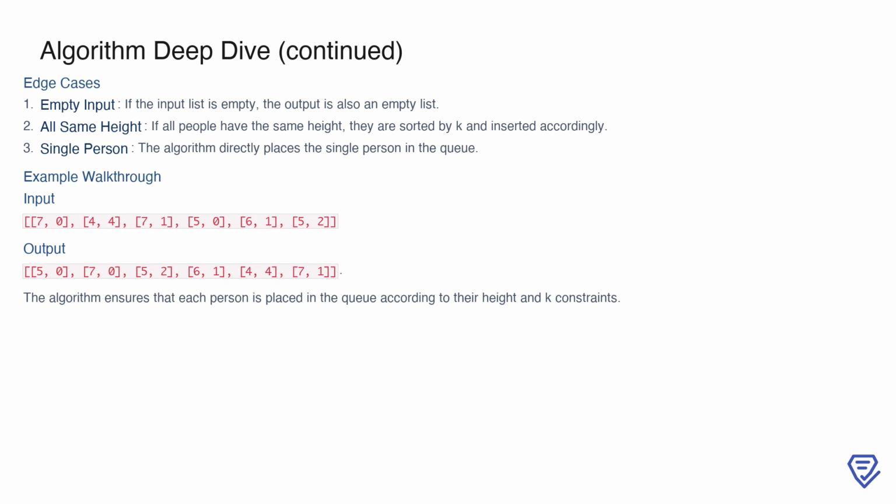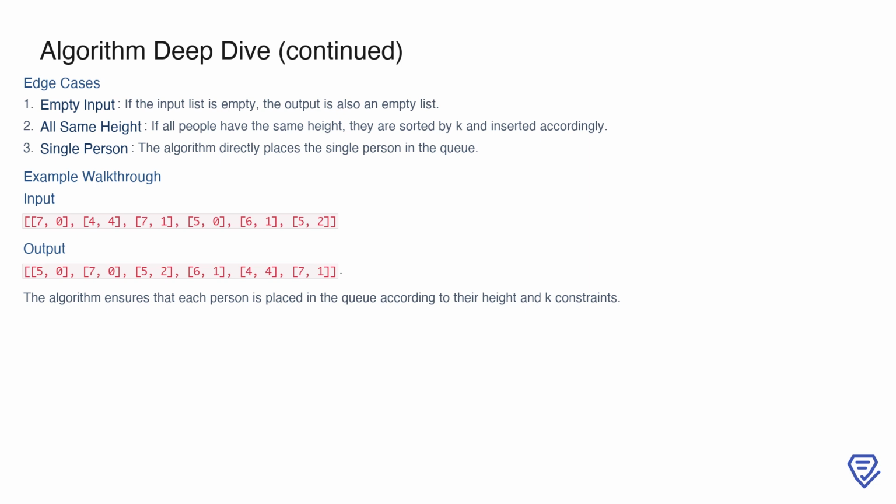To ensure the algorithm works in all scenarios, we consider several edge cases. First, if the input list is empty, the output will also be an empty list. Second, if all individuals have the same height, the algorithm will sort them by their k values and insert them accordingly, maintaining the order. Finally, if there is only one person in the input, they are simply placed in the queue as is.